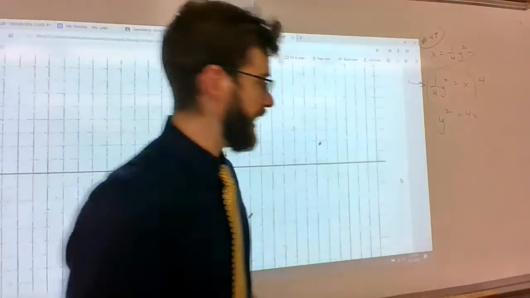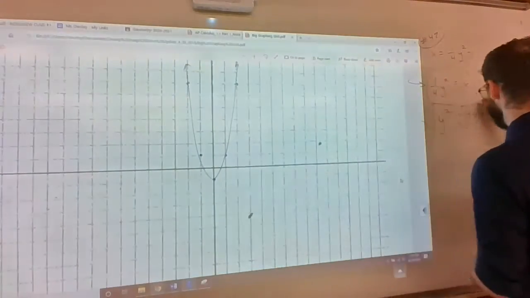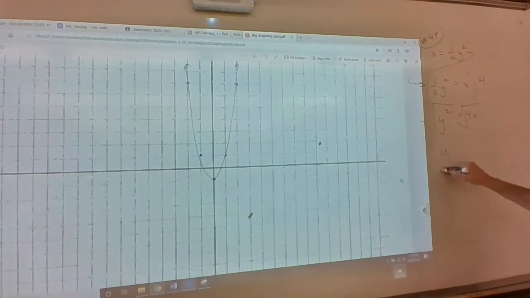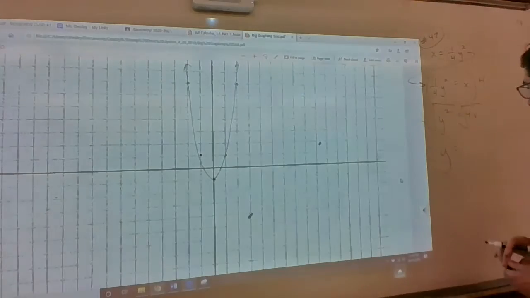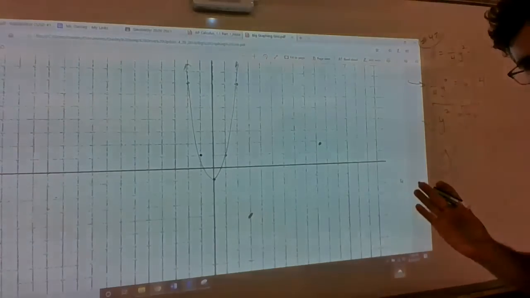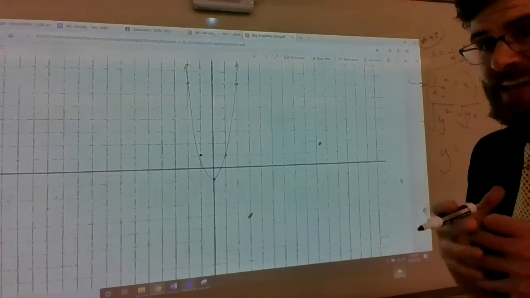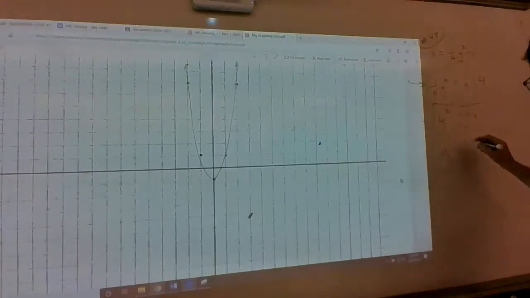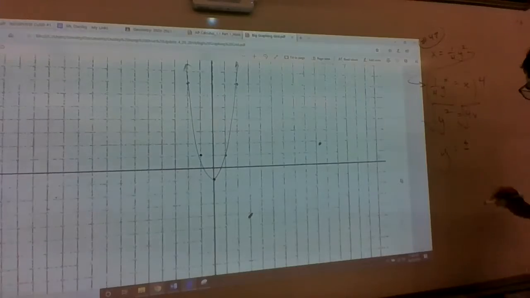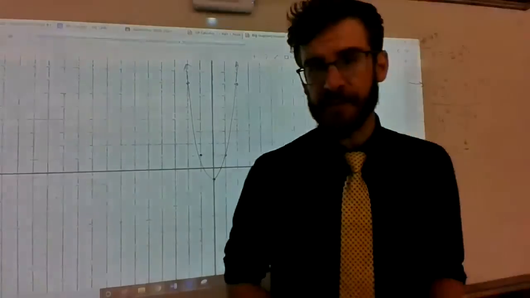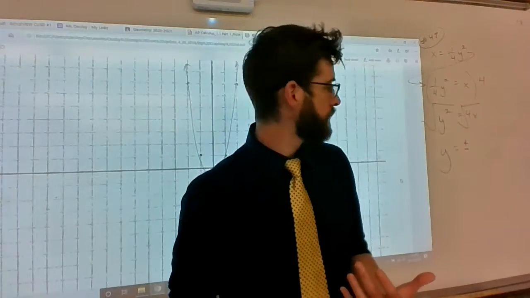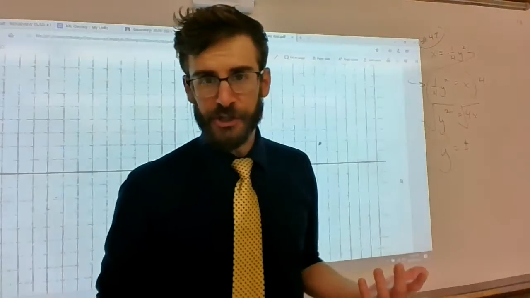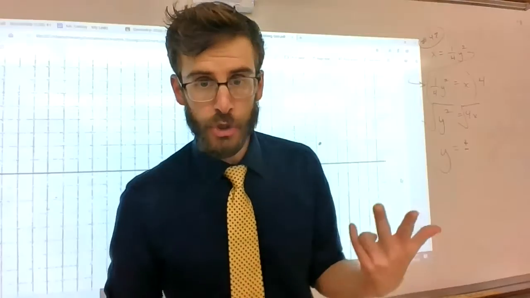Square rooting both sides allows us to solve for y. But remember, when you square root both sides of an equation in which any variable is present, you have to keep in mind that the plus or minus situation can occur. And really from there, we can actually compute square root of 4. It's 2.